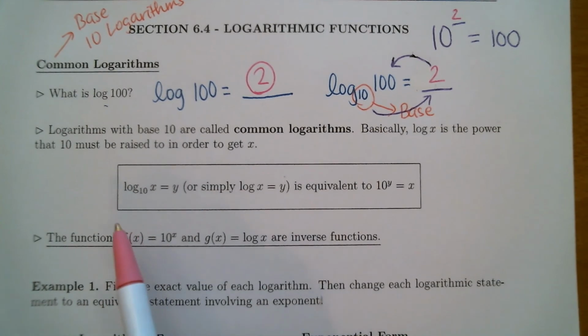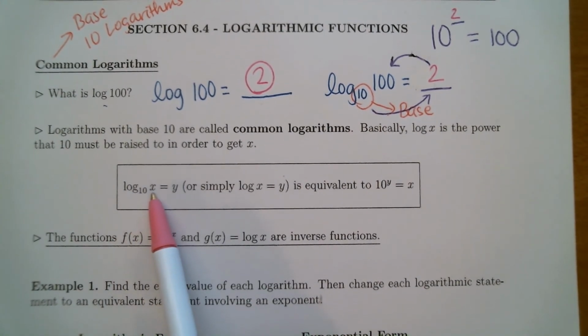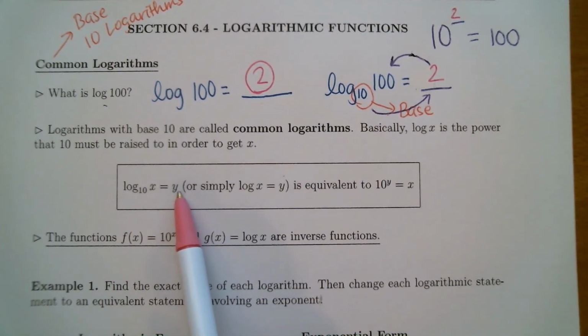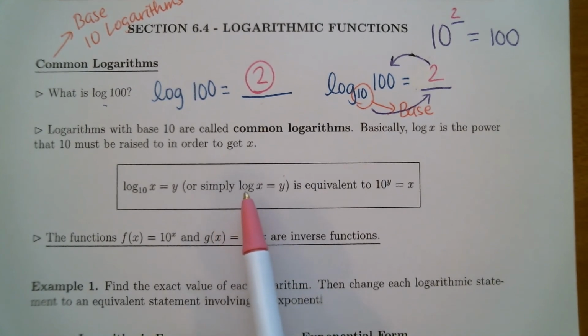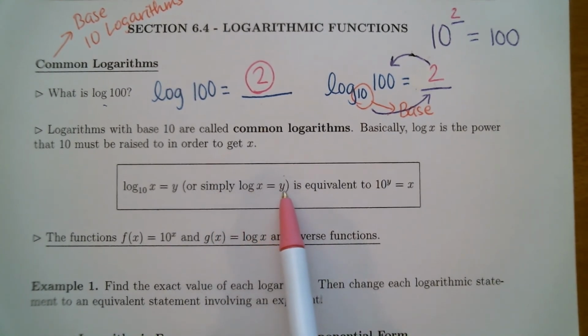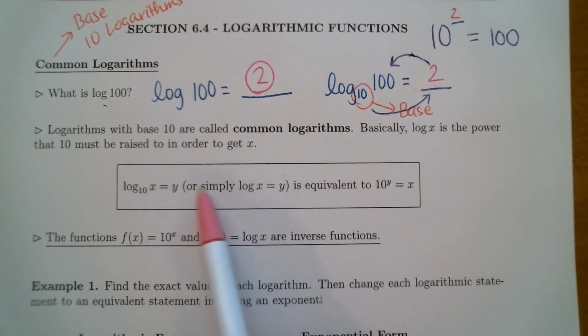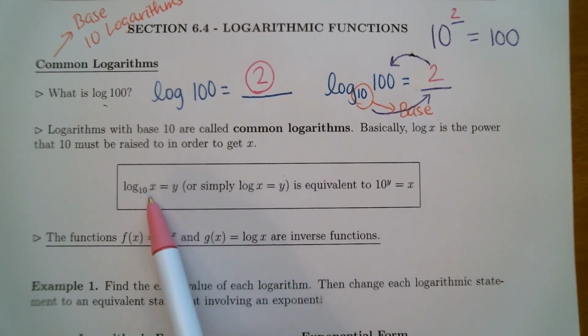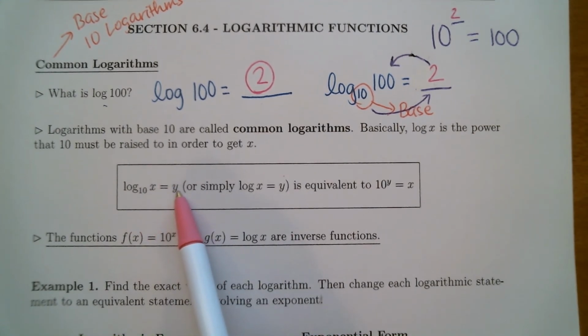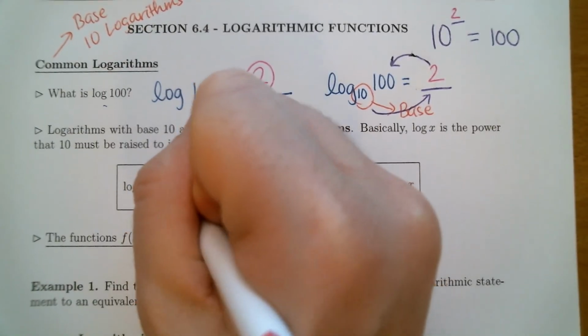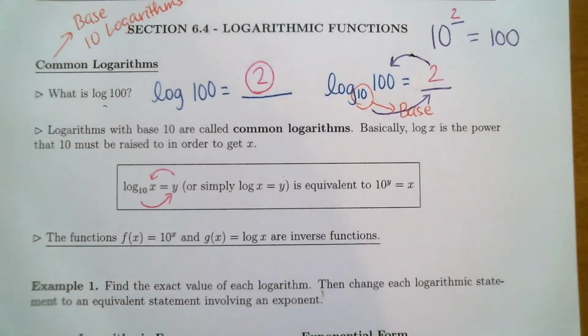So log base 10 of x is equal to y, which can also be written as log of x is equal to y, omitting the base here. This is an equivalent statement to the base to this power equals this. So 10 to the y power equals x. So the arrow thing is going to be really handy.